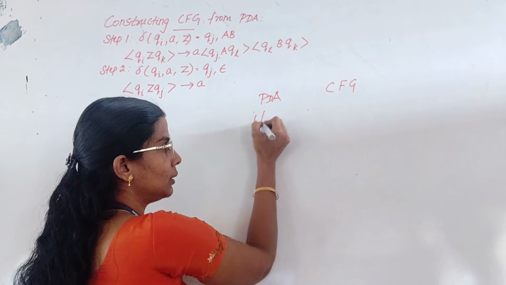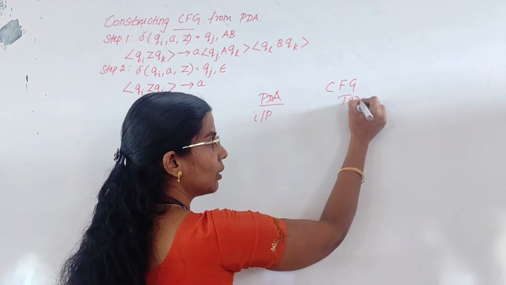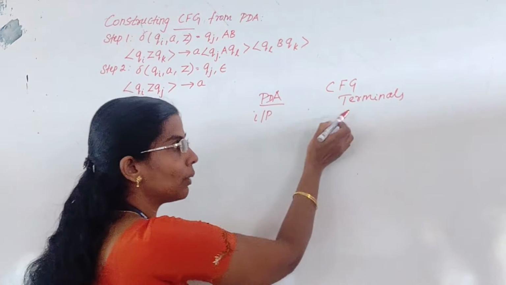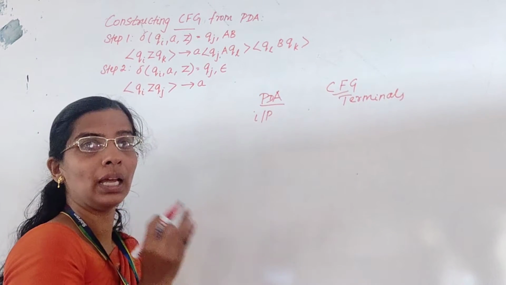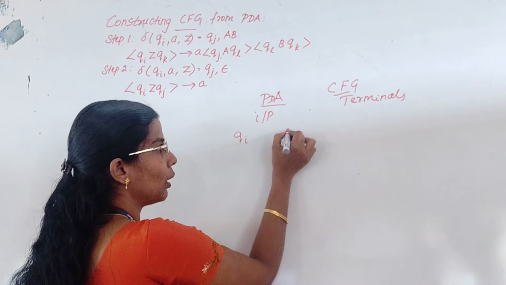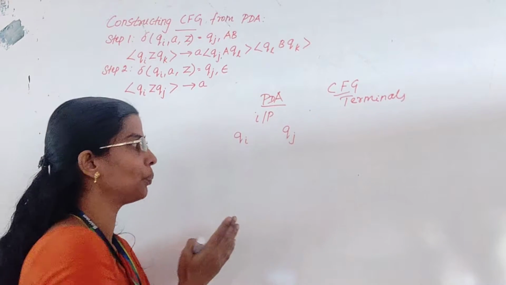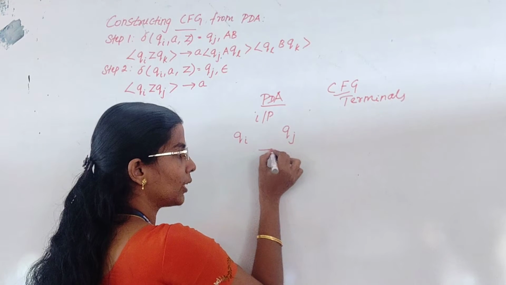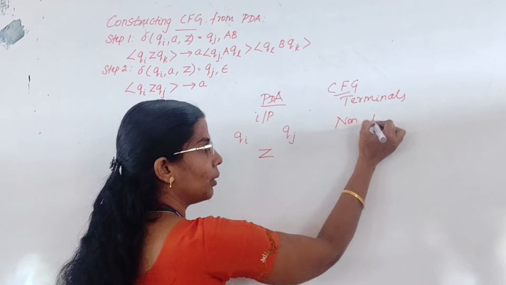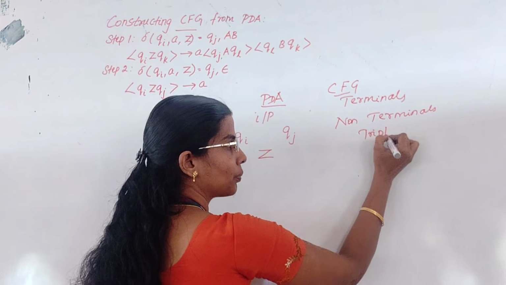The input symbols in my PDA will be the terminals in context-free grammar. Next, suppose in PDA there is a state change from QI to QJ, and assume the start stack top is Z. My non-terminal in my context-free grammar will be in triplet form.